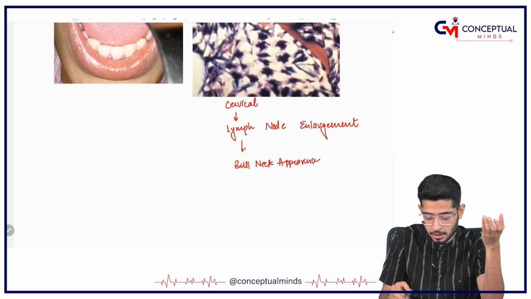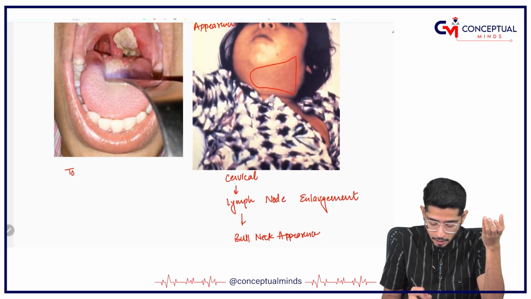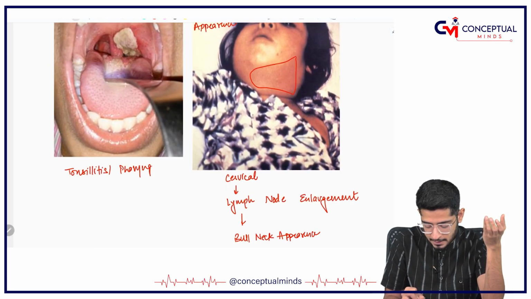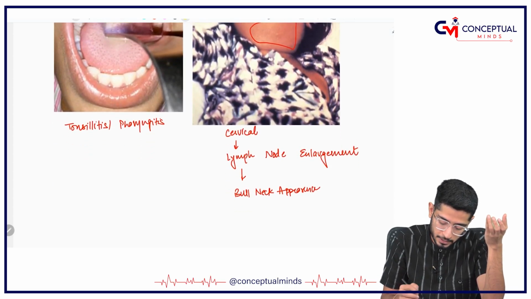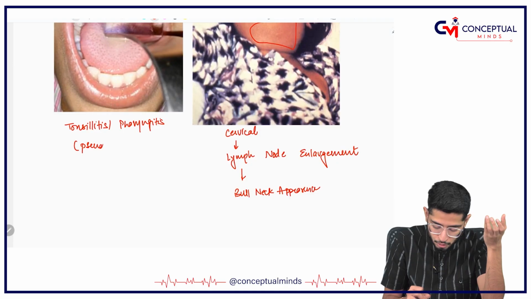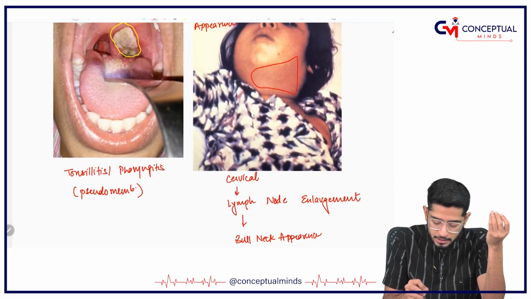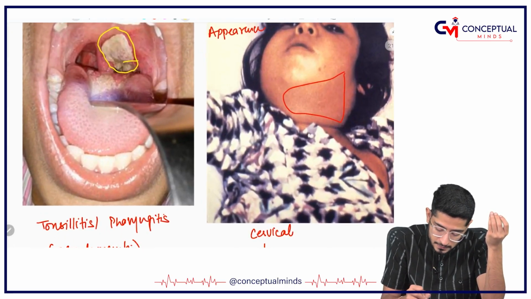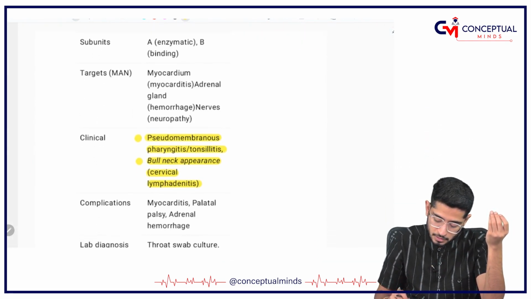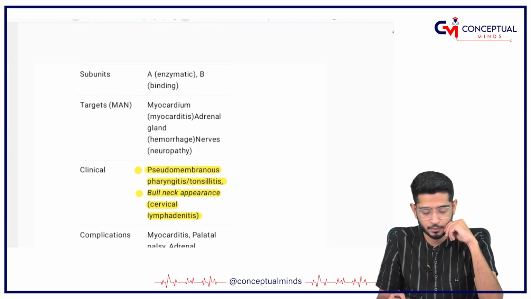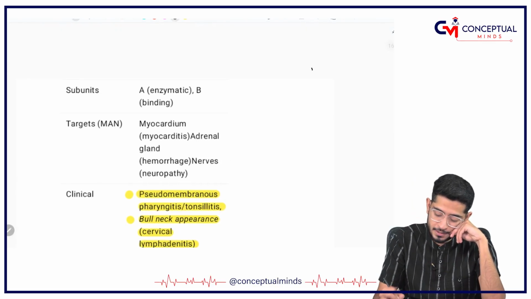Also, I told you that this is responsible for causing tonsillitis and pharyngitis, with a pseudomembrane. Can you see this white one? This is the pseudomembrane. This picture is not only tonsillitis actually, some parts of the tonsils are involved, and the pharynx and the palate are also involved. So pseudomembranous tonsillitis and pharyngitis is caused by Corynebacterium diphtheriae, yes, C, D.